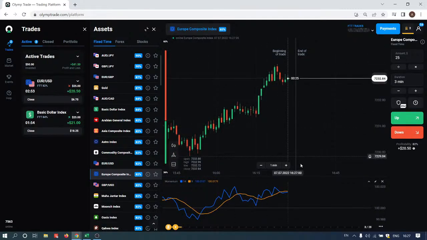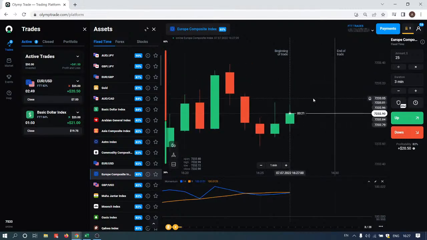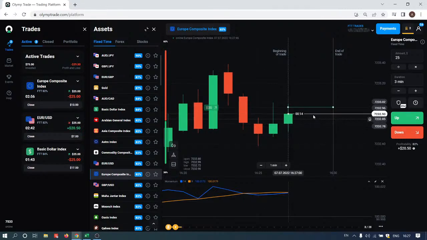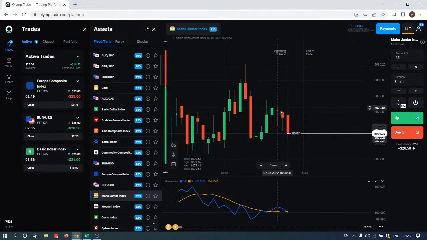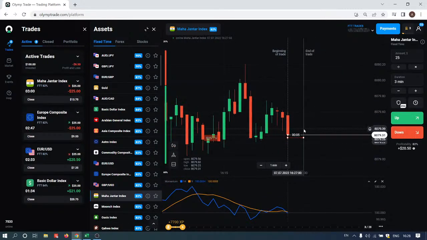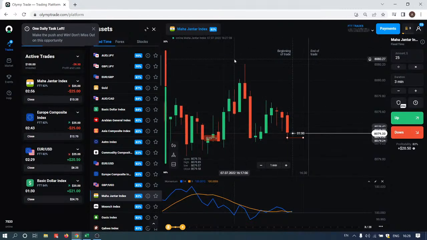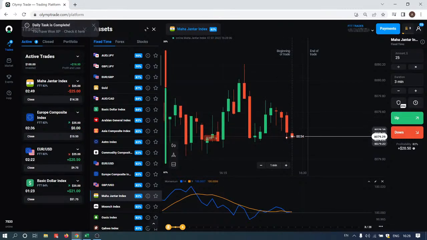What is this? Europe Composite Index. Now it's a little bit tricky here. Yeah, let's give it a try. So Europe Composite Index, trade in the upwards direction. And now let's wait a little bit because I think we're approaching the middle of each hour. And I think, okay, I'll just open this Mahajantar Index, downwards signal, 3-minute long trade. And so yeah, change into Heikenashi.